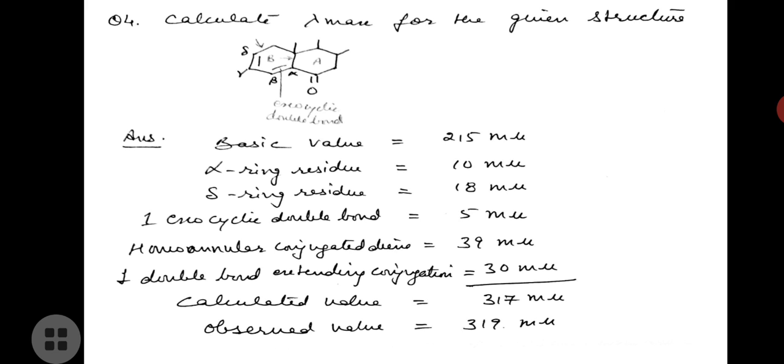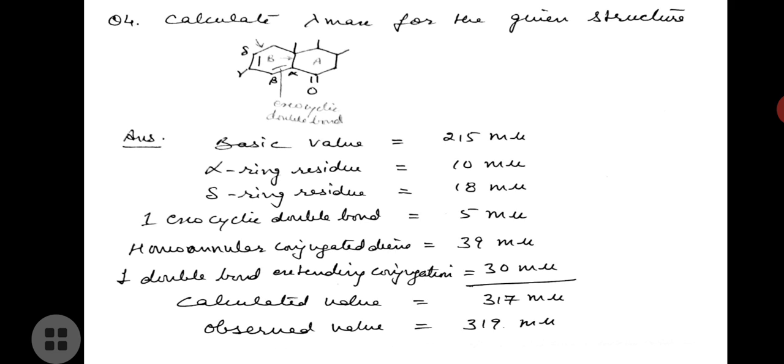Now the next example is, calculate lambda max for the given structure. So here the basic value for alpha beta unsaturated ketone is 215 millimicron, and you can see alpha, beta, gamma and delta positions. Now see the alpha position first. There is a ring residue at alpha position, I have shown it with the help of an arrow, and the value is plus 10 millimicron. Then next, see the delta position. There is one ring residue at delta position as well, and the value is plus 18 millimicron.